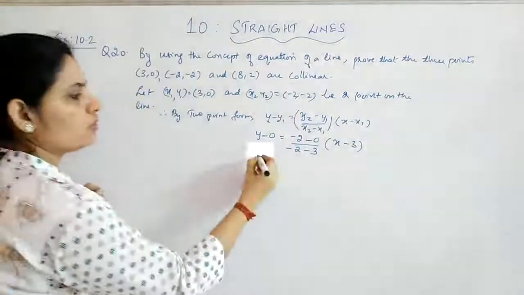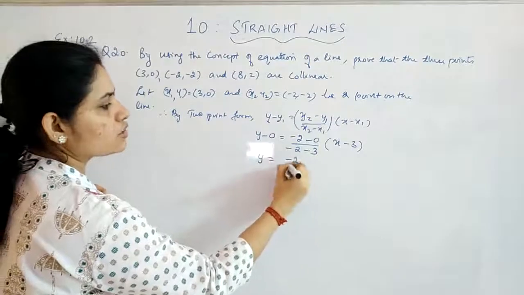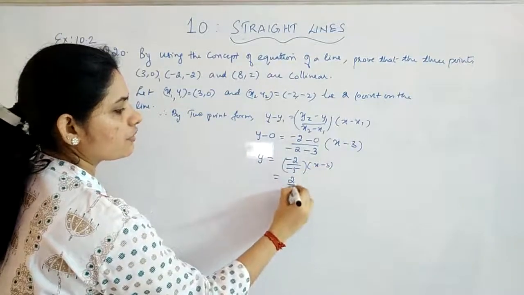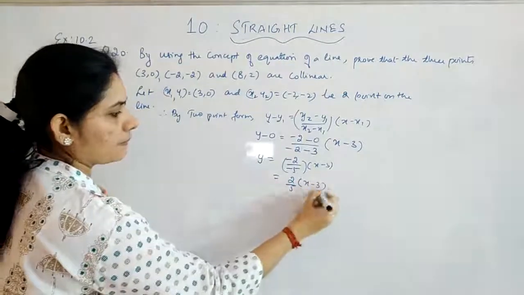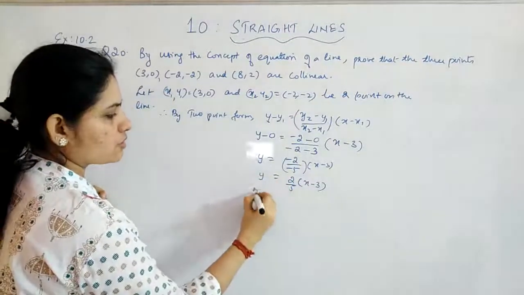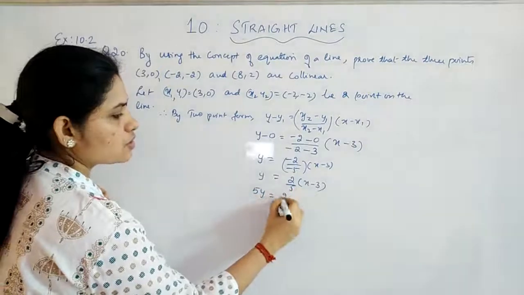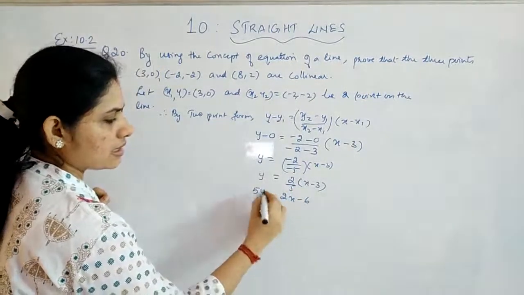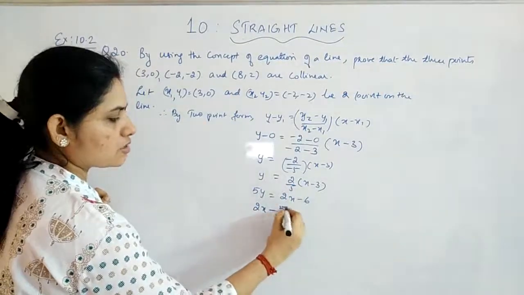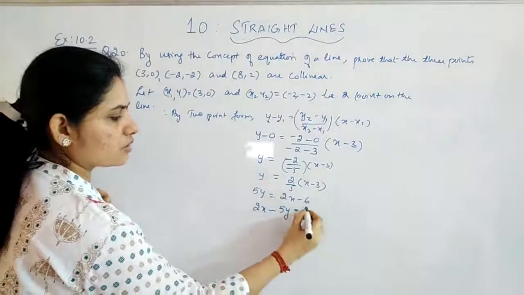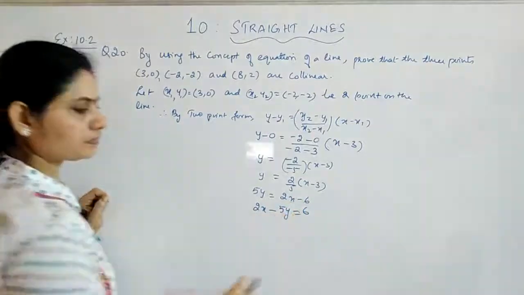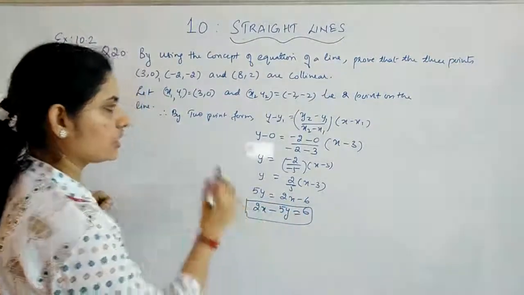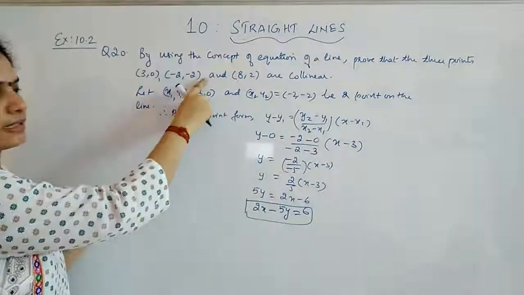Now y is equal to (-2 by -5) into (x minus 3), that is 2 by 5 into (x minus 3). So 5y is equal to 2x minus 6, or taking 5y to the other side and 6 to this side, 2x minus 5y is equal to 6. Now this is the equation of the line containing the first 2 points.